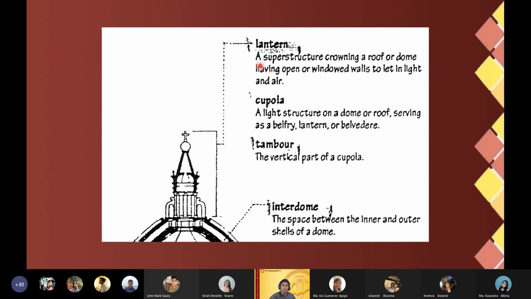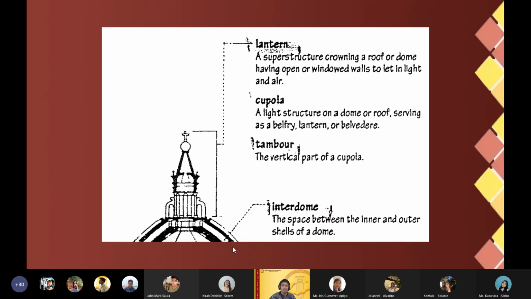But to be specific, a lantern is a superstructure crowning a roof or dome having opened or windowed walls to let in light and air. And lantern is just the same as cupola, a light structure on a dome or roof serving as a belfry, lantern, or belvedere. So lantern or cupola, it's actually the same. But tambur is a part. This vertical portion right here is the tambur, the vertical part of a cupola. I think this is page 60 plus in your Visual Dictionary of Architecture.